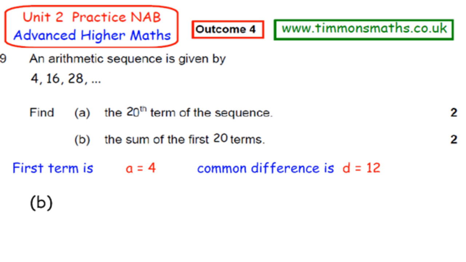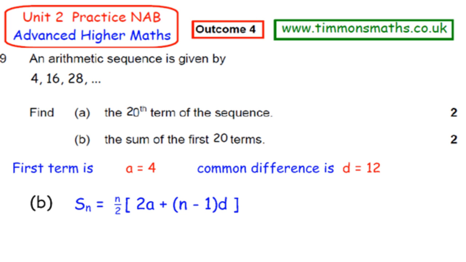For part B, we're asked to find the sum of the first 20 terms. Now the formula for the sum to n terms of an arithmetic sequence is n over 2 bracket 2a plus n minus 1 times d. n will be equal to 20. So n over 2 outside the brackets will be 10.